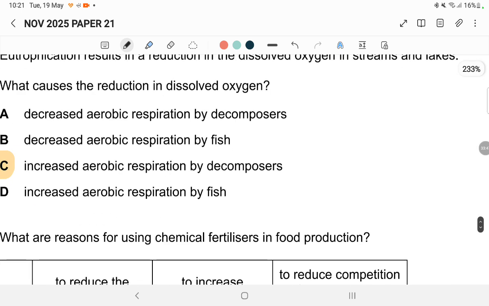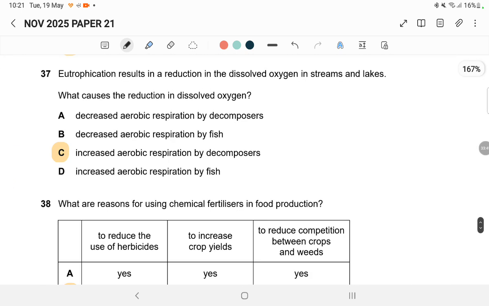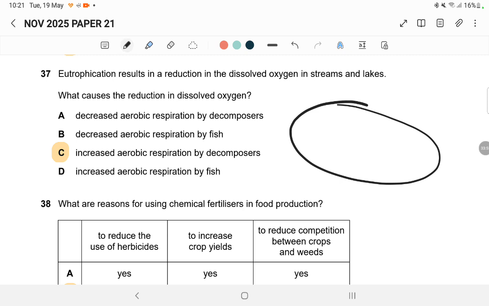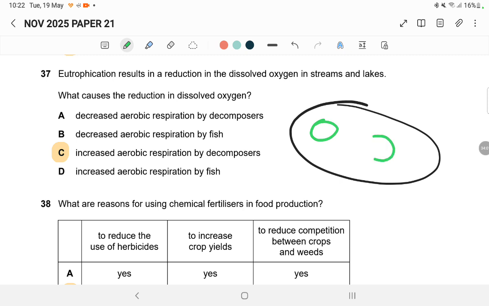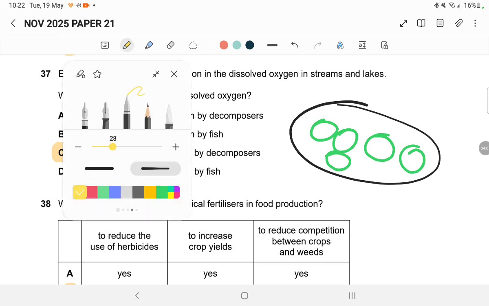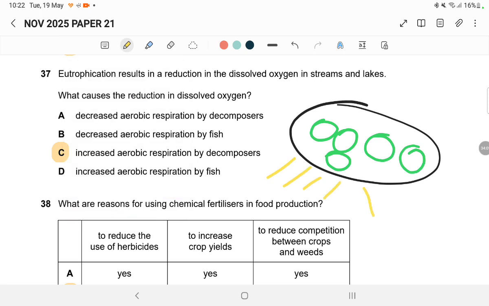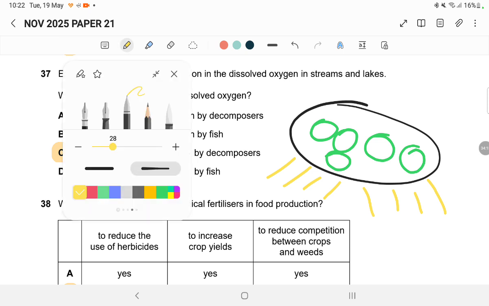37. Eutrophication results in a reduction in the dissolved oxygen in streams and lakes, because basically eutrophication is something like that, okay? The mold will grow here, will grow there, blocking what? Blocking the sunlight. So basically the sunlight cannot diffuse into the plants, so the plants will not carry out photosynthesis properly. Okay, that's it.